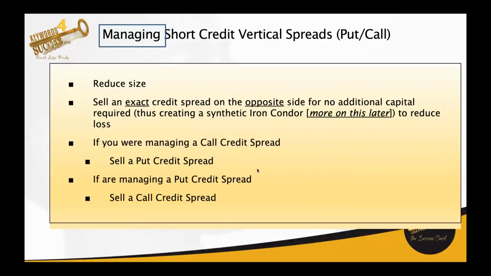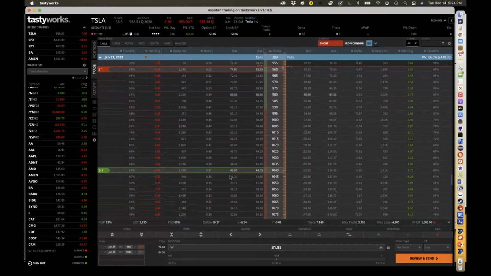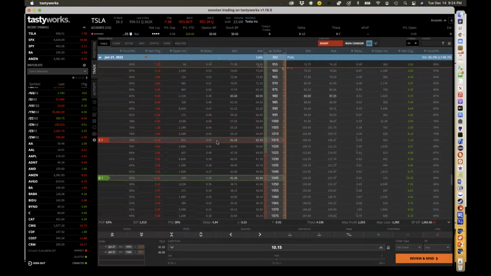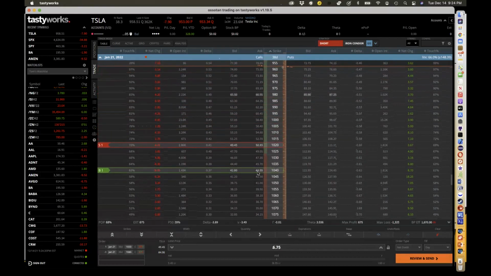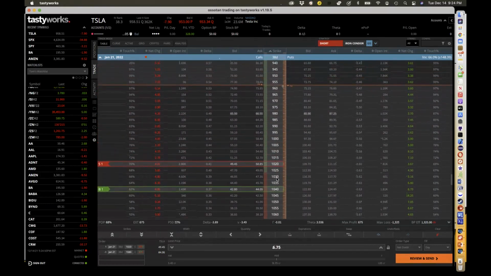Okay, let's say that you sold this credit spread here. Let's say I sold this credit spread. This is $20 wide, right? 10, 20 to 20 to 10, 40. I sold this spread over here. And somehow the price now is around 10.45. What do you do in this case?